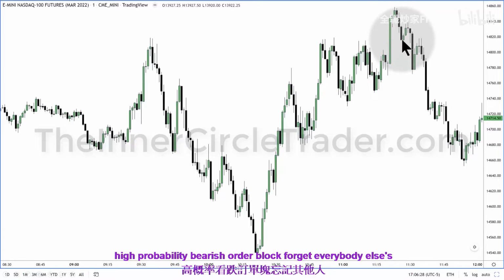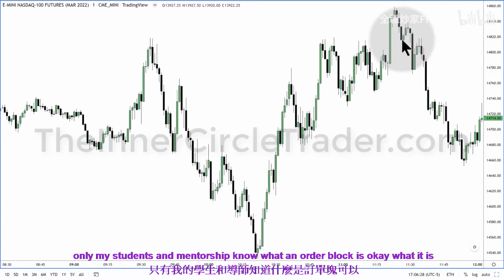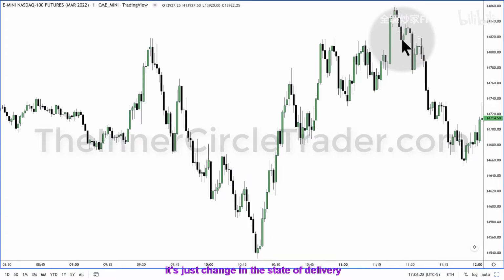There's your high frequency, high power, high probability bearish order block. Forget everybody else's interpretation of my concept, the order block. That's it. What is an order block? You see a lot of people asking, what is an order block? Only my students in mentorship know what an order block is. What it is, it's a change in the state of delivery.